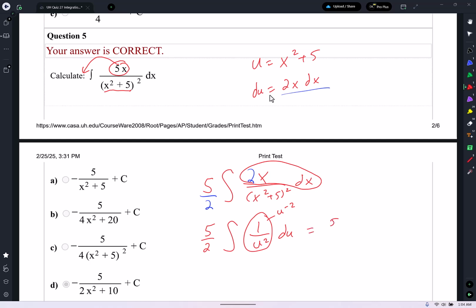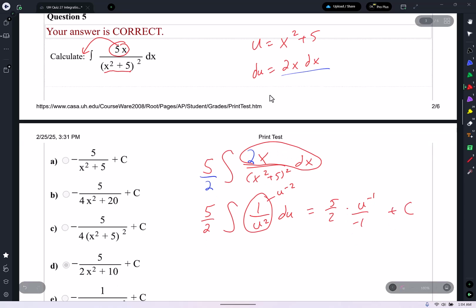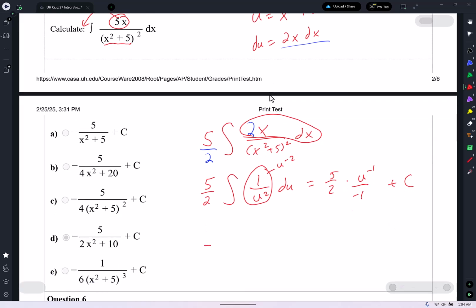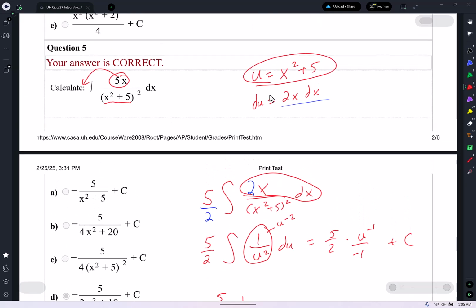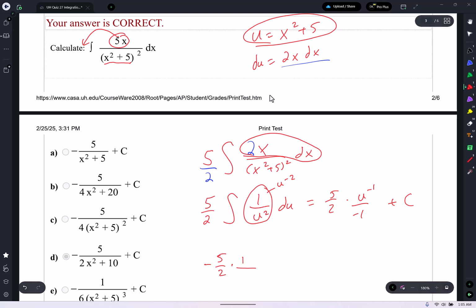So 5/2, add 1, divide by that number. So u to the negative 1 divided by negative 1 plus c. I'm going to put that negative in the front now, negative 5/2. And I'm going to bring the u down. So times 1 over what was u? U was x squared plus 5. Since this is an indefinite integral, so x squared plus 5 plus c.